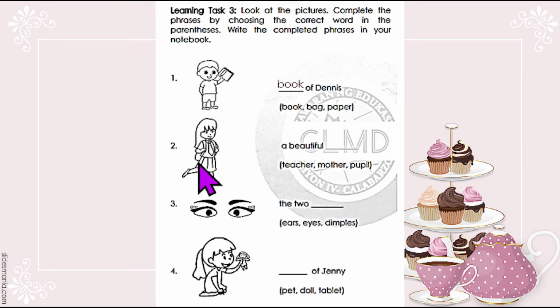Okay, let's go to number 2. A beautiful, is it a teacher, a mother, or a pupil? Based on the picture in number 2, pupil. Number 3, let us look at the picture in number 3. The eyes, is it ears, eyes, or dimples? Correct, it is eyes. Number 4, and what do you think the girl is holding? Yes, it is a doll. Doll of Jenny.